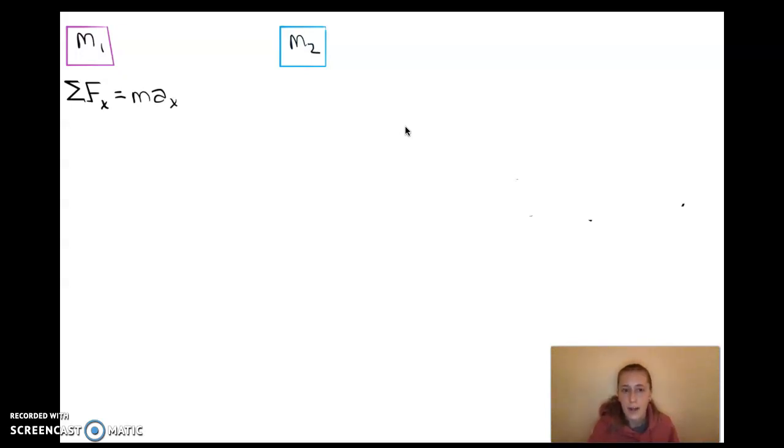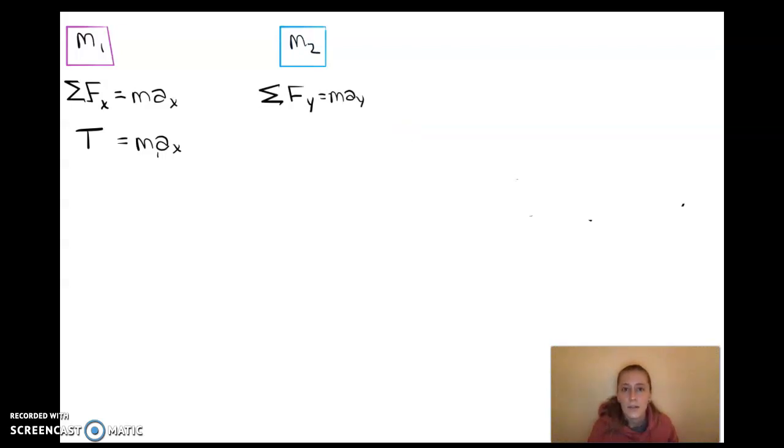Now let's think about our free body diagrams. What forces are acting to the left or to the right of this object? Well, we only have one force, and it's the force of tension. So we can say T is equal to mass 1 times the acceleration in the x direction, where m1 is just the mass of this object. Let's look at the second mass.